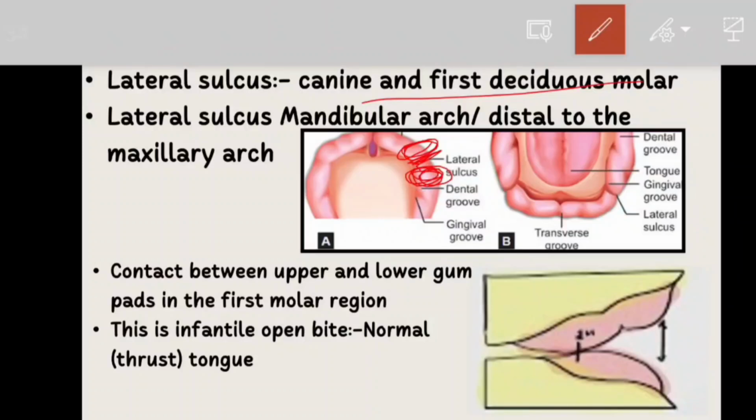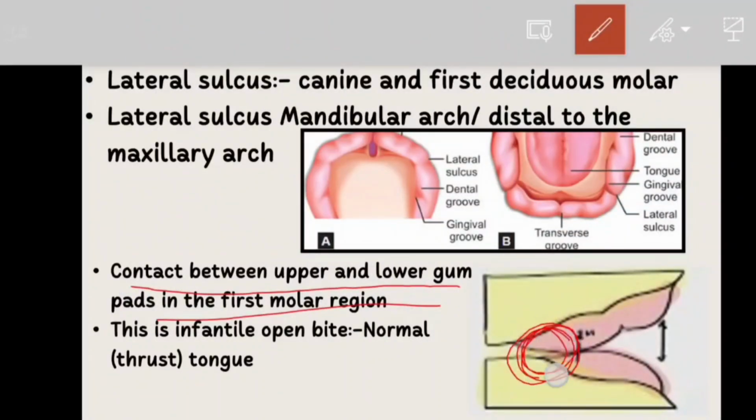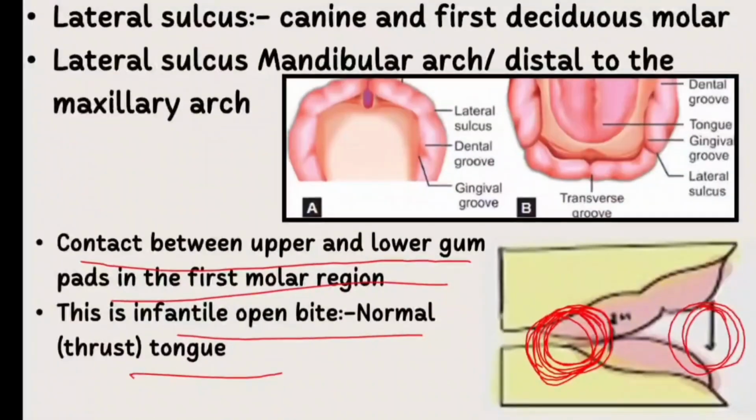Now we see the infantile open bite. It means there is contact between the upper and the lower gum pad in the first molar region only. This is normal in babies because of the tongue thrust. The lower image shows the tongue placed between the gum pads, which is causing the open bite. So is infantile open bite normal in infants? Yes, it is normal.